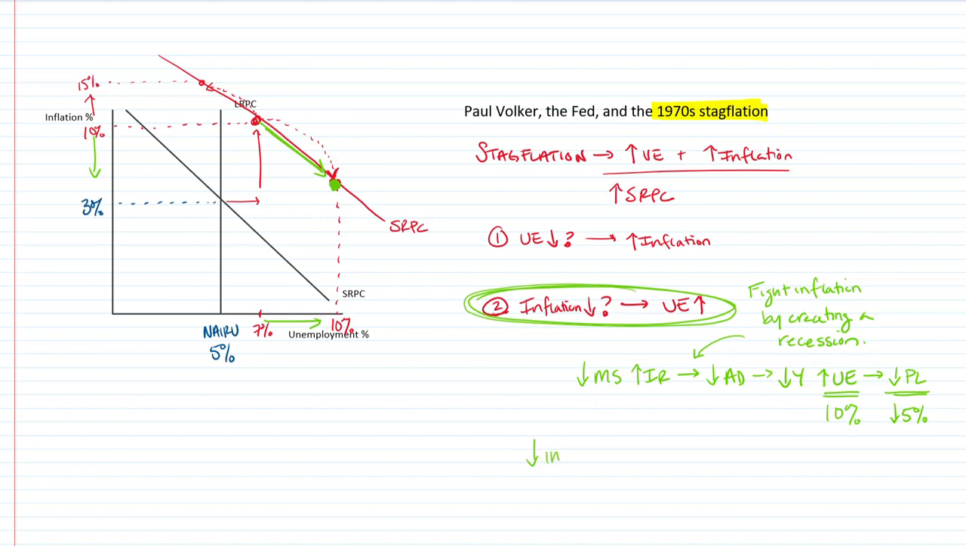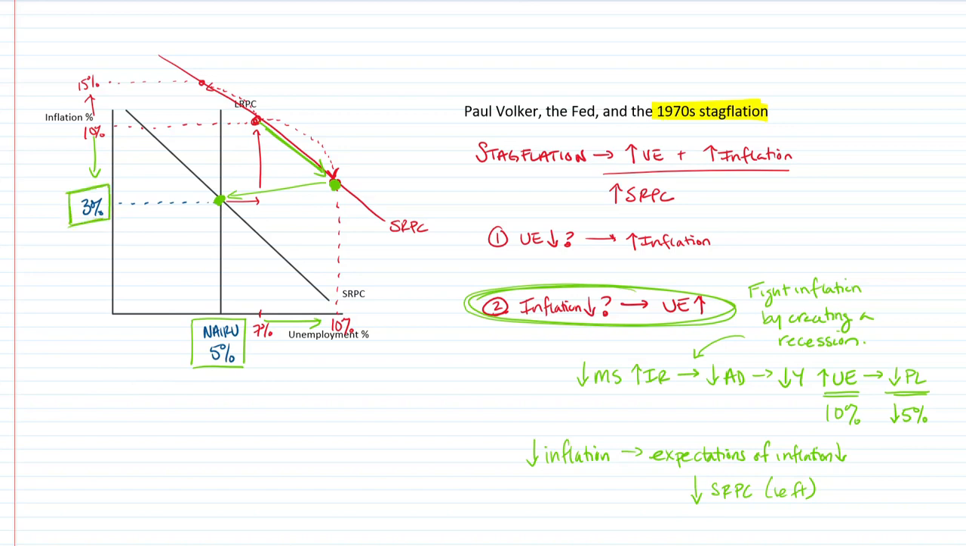When prices came down, when inflation came down, and when it was held down for long enough, expectations of inflation began to come down. And by the early 1980s, expectations of inflation were coming down, and as expectations of inflation came down, the SRPC shifted down or to the left. And by the mid-1980s, we had returned to a point of a relatively low rate of unemployment and a much lower rate of inflation.